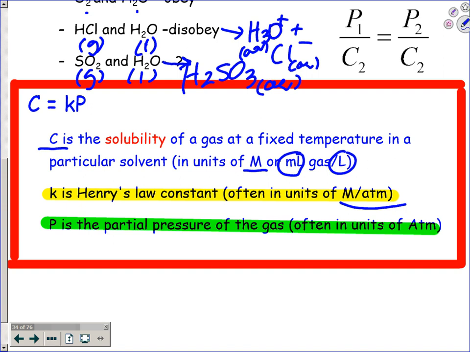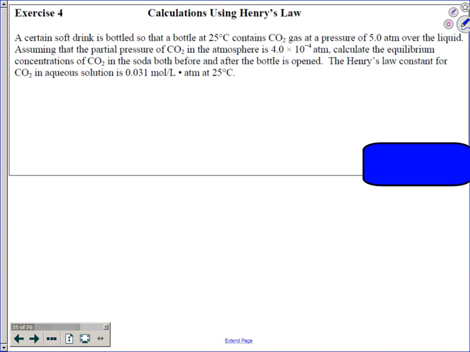C is equal to kP. I'm going to give you an example, and this is a good example, so write it down as a practice problem. This was from the MSIRE. If you have it printed, you can pull that out. All right, so I'm going to read this to you, and I want you to tell me what's important to write down. A certain soft drink is bottled so that the bottle at 25 degrees Celsius contains CO2 gas at a pressure of 5 atmospheres over the liquid. Anything?